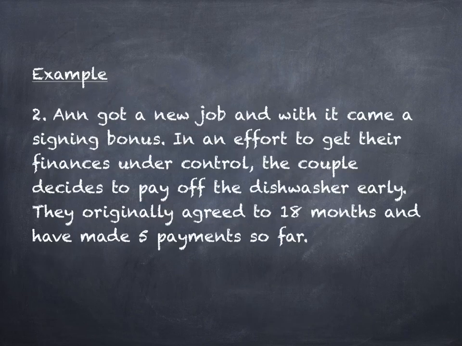All right, so example again. Now Ann gets a new job which comes with a signing bonus. So in an effort to get finances under control, the couple decides to pay off the dishwasher early. They originally agreed to 18 months, and they have made 5 payments so far. Everybody with me? So they're about to make payment number 6.